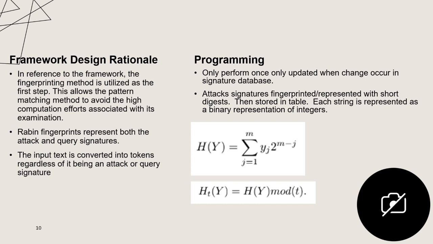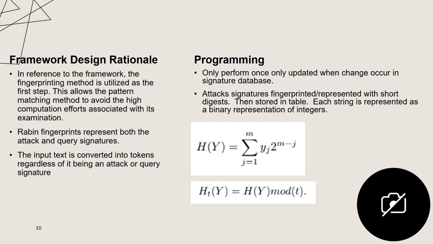Let us further explore the framework design rationale. The fingerprinting method is utilized as the first step. This allows the pattern matching method to avoid the high computation efforts associated with its examination. Rabin fingerprints represent both the attack and query signatures. The input text is converted into tokens regardless of it being an attack or query signature.